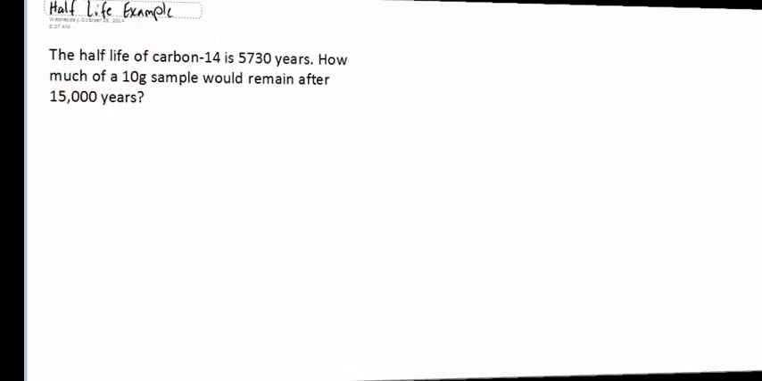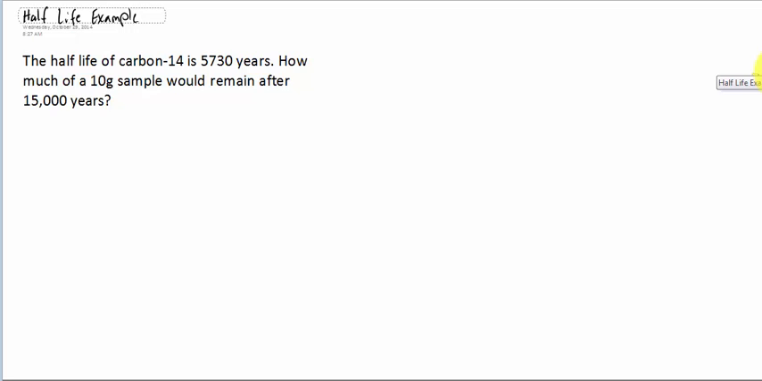Let's do an example related to half-life. So we know the half-life of carbon-14 is 5,730 years. How much would remain after 15,000 years? Okay, so we need to know what R is. So if we're starting with 10, we know the half-life is this.